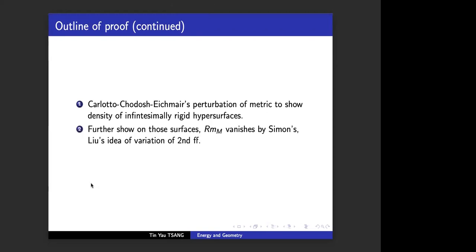And then we can further show on these surfaces, by the first variation of the second fundamental form, that the Riemann curvature tensor actually vanishes. Which means that the Riemann curvature tensor is densely zero. But g is C2 alpha, right? So overall the Riemann curvature must be zero on this prism. So this is flat. So this is the idea.